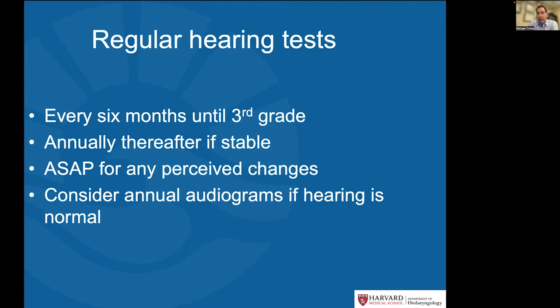And it's important to repeat hearing testing in children where hearing loss has been identified. I usually get hearing tests every 6 months until about 3rd grade, and then annual hearing tests thereafter if it's been stable. And then if there are any changes in the perceived hearing, to repeat the hearing test as soon as possible. I also recommend annual hearing tests for children with Myrie syndrome, even if the hearing has been shown to be normal, so that we can pick up any change in hearing should it occur.